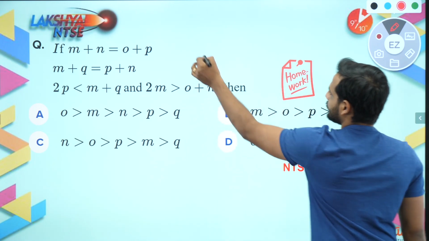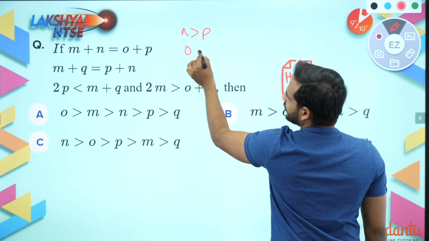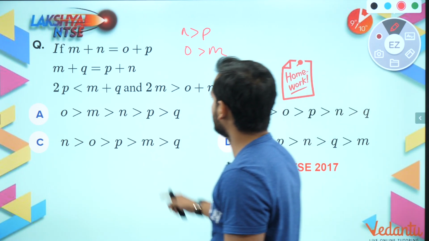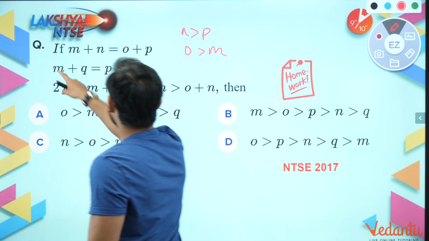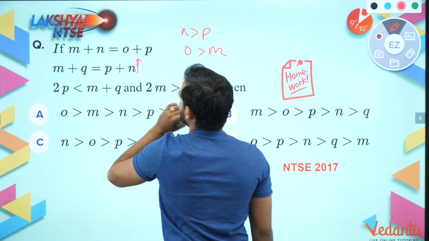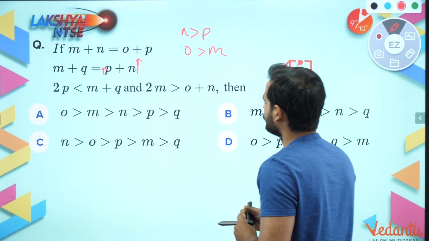Okay, so what are the conditions we have got? We have got n is greater than p and o is greater than m. Sorry, n is greater than p. So here also we have this n is greater than p. So we cannot say anything about m and q here.